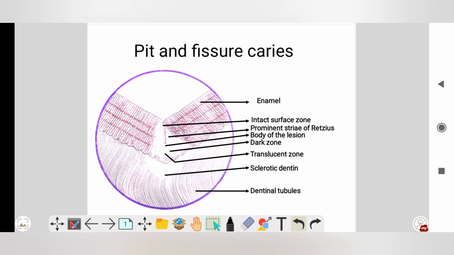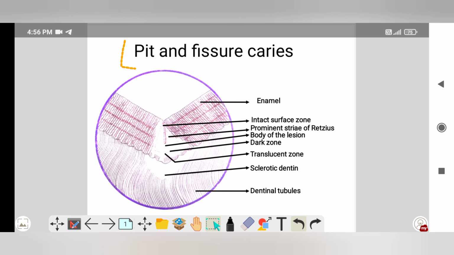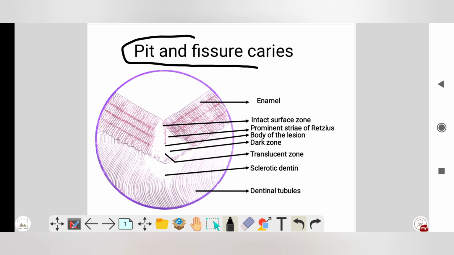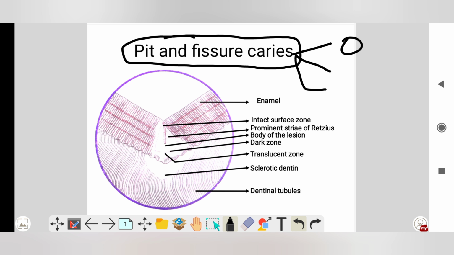Let's start with another video on the histology of caries, or the ground section of dental caries. This is one type of caries, the pit and fissure caries. Please remember that we find pit and fissure caries mostly on the occlusal surface. Why the occlusal surface?